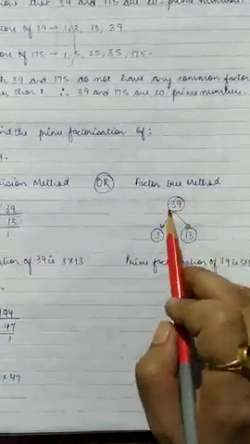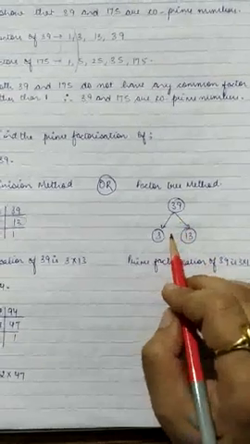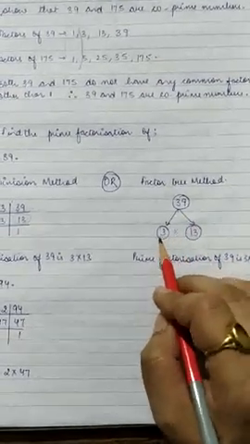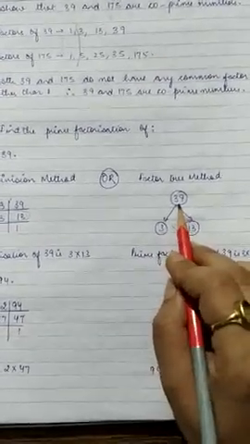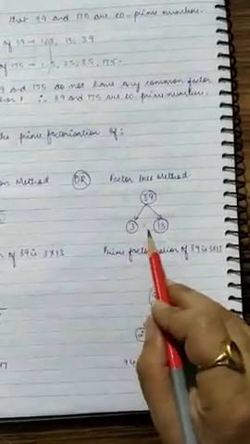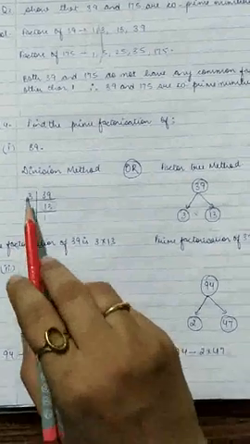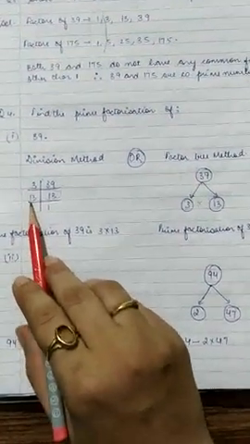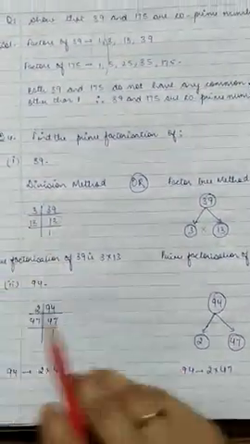Factor tree method. 39. Which numbers should we multiply to get 39? 3 into 13 is 39. So the prime factorization of 39, we will write 3 cross 13. And here also 3 into 13 we will write, like this we have to write.